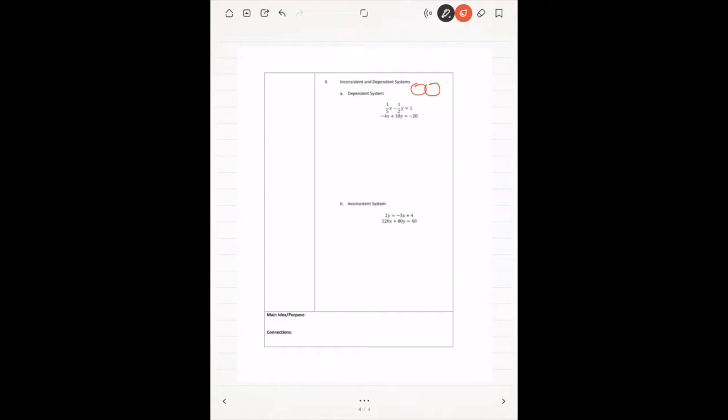So what I'm going to do is go ahead and clear the fractions. Let's multiply this top equation by the least common denominator. What would that be? Or a common denominator. We have 5 and 2, so it would be 10. Let's multiply this top equation by 10, just to simplify and see what we have going on. So 10 over 5 is 2x, minus 10 over 2 is 5y, equaling 10.